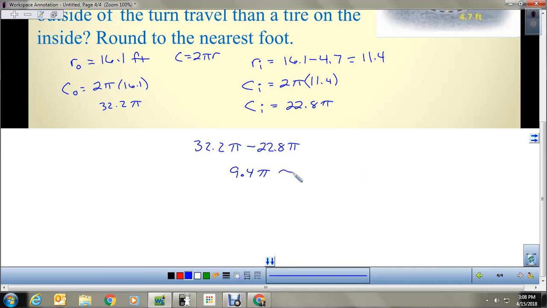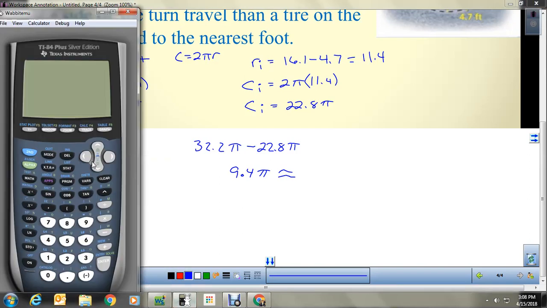Now the next step is to calculate this. It says round to the nearest foot. So we'll turn the calculator on, 9.4, and we're going to multiply this by pi. That gives us 29.53. Round to the nearest foot is going to be approximately 30 feet.